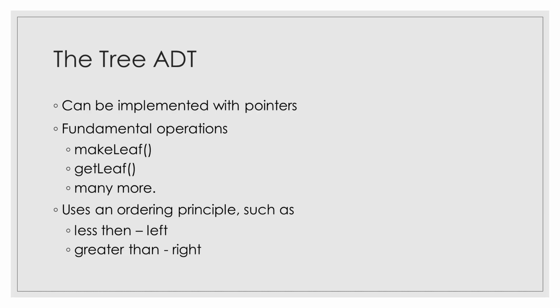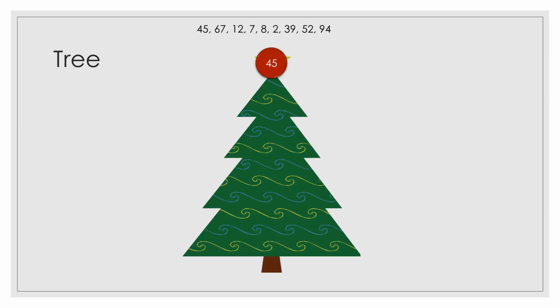Our next ADT is the Tree ADT. Now the tree is usually implemented with pointers. You make leaves on the tree and you get information from them. But the important part about the Tree ADT is that data goes in using an ordering principle. Usually it's something like less than left, greater than right. What that means in practice is something like this.